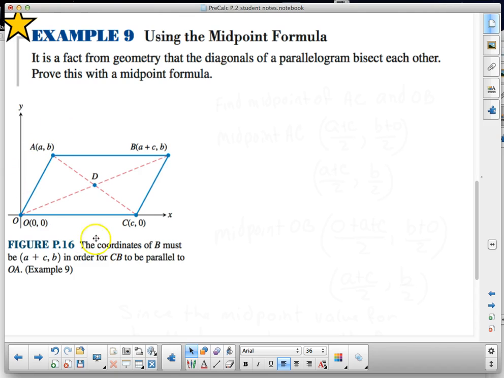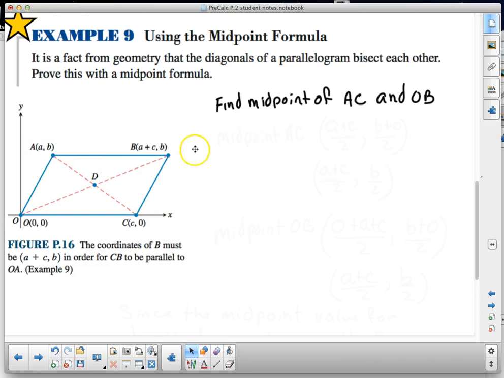We're really proving that this is a parallelogram by showing, with the midpoint formula, that these 2 diagonals have the same midpoint. If these 2 diagonals have the same midpoint, then it is either a rectangle or a parallelogram. But since a rectangle is a parallelogram, we're just supposed to prove that this is a parallelogram. That's our only concern. So find the midpoint of AC and OB.